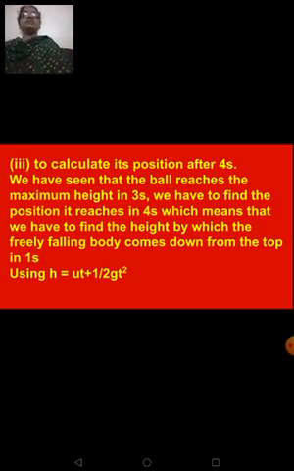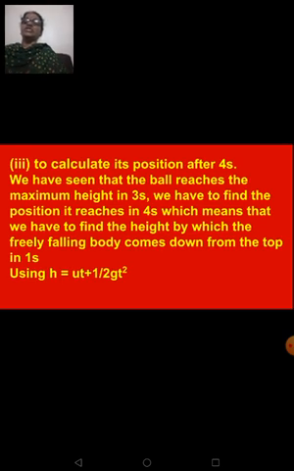3 seconds we have already calculated, 44.1 meter, and when it is reaching 44.1 meter, that is the maximum height, from there it will start coming down. So within 1 second, what distance will it reach in total seconds? In 3 seconds we know 44.1, plus now we have to find in 1 second. So we'll consider it as 3 plus 1, 4 seconds.